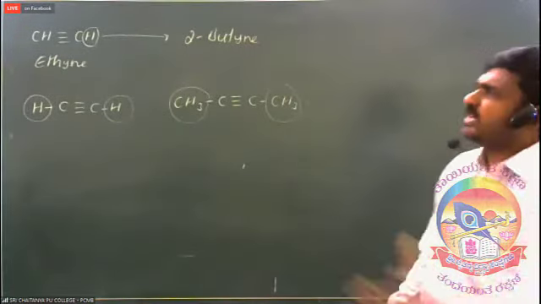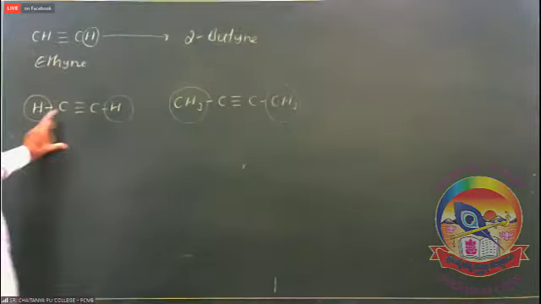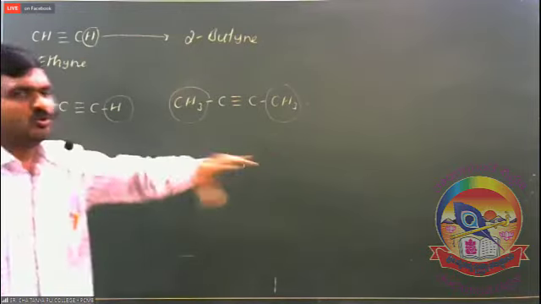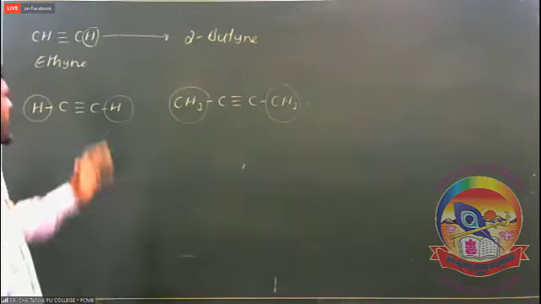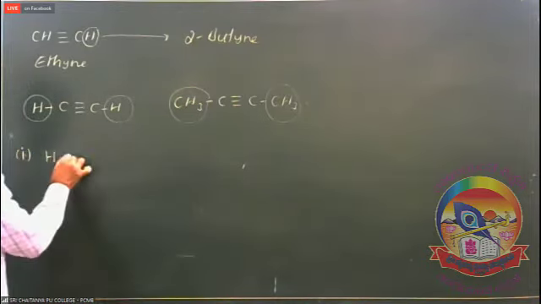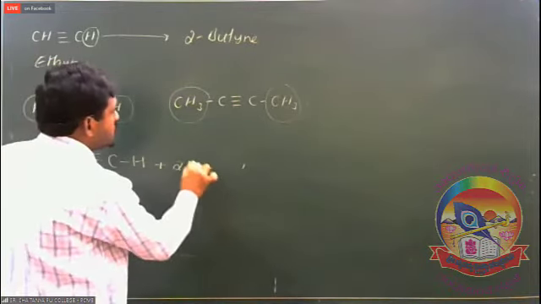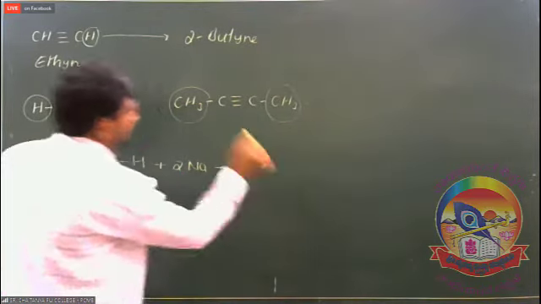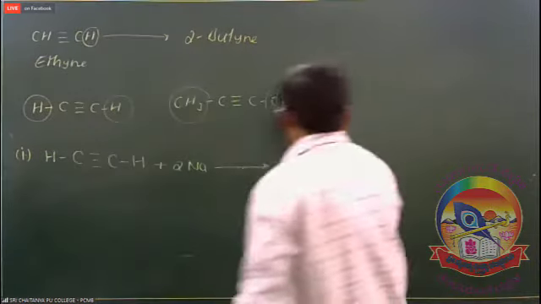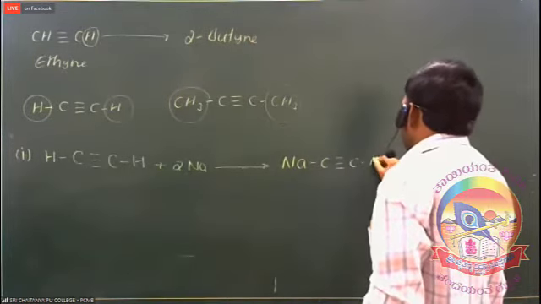So how to convert acetylene to 2-butyne? In acetylene, both the acidic hydrogens are replaced by methyl groups, then acetylene is converted to 2-butyne. So how to replace both the acidic hydrogens? First step: this acetylene is treated with sodium metal, 2 gram atoms or 2 moles of sodium. Here 2 hydrogens are replaced by 2 sodium atoms. NaC triple bond CNa is formed.